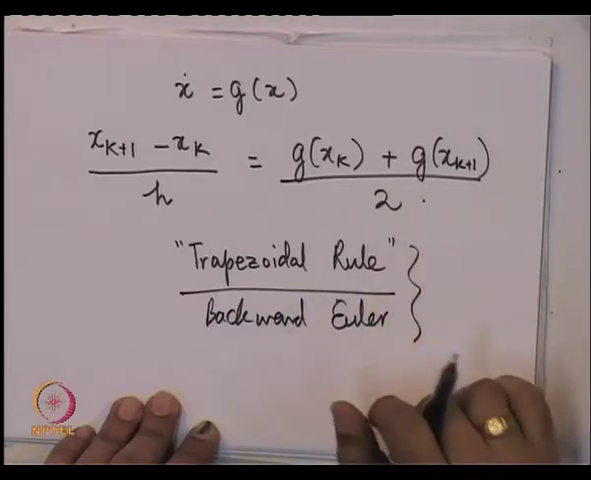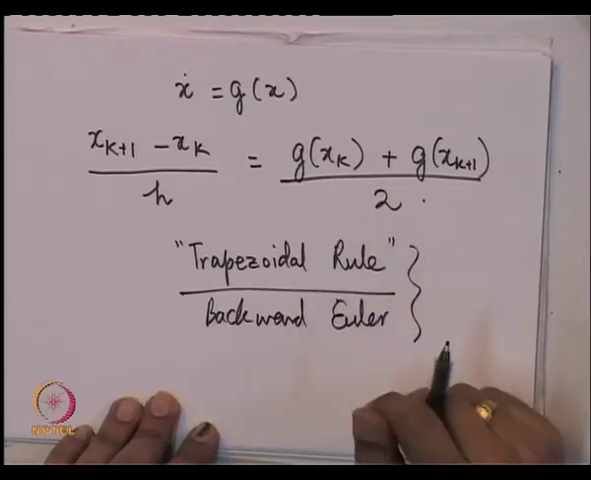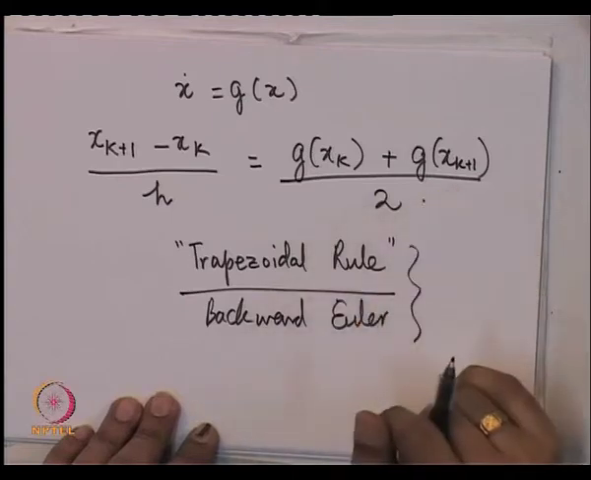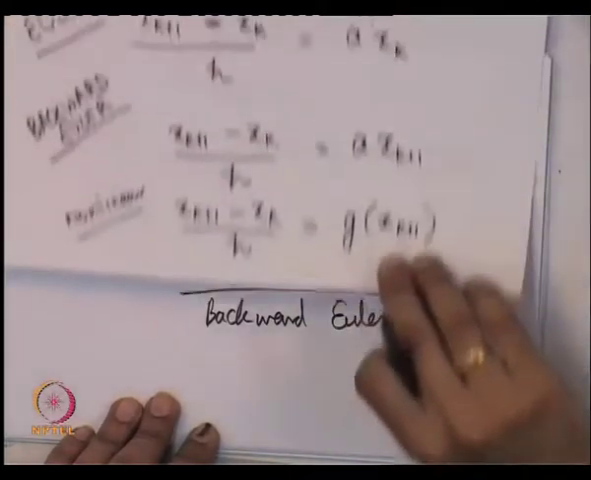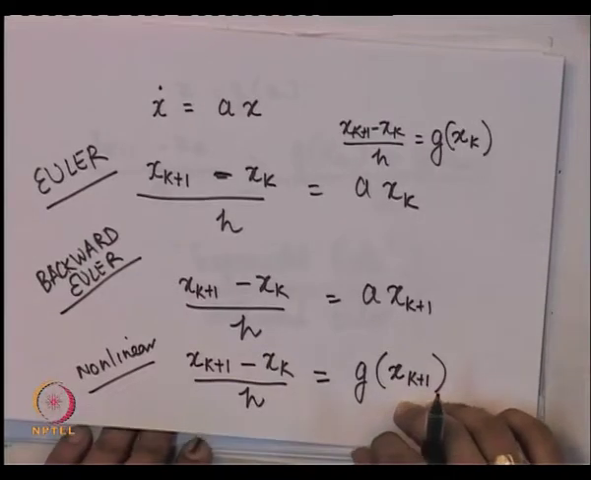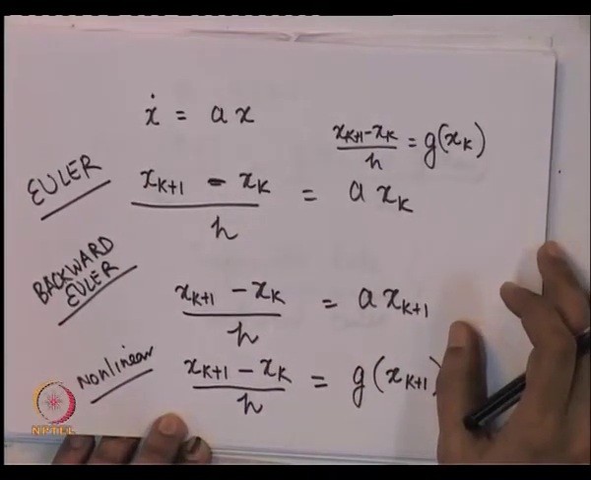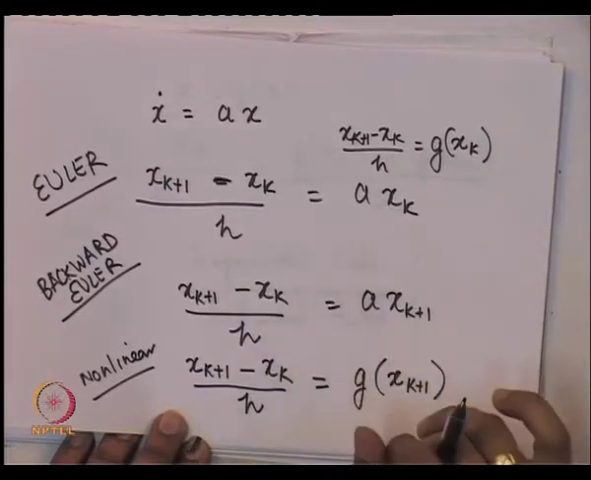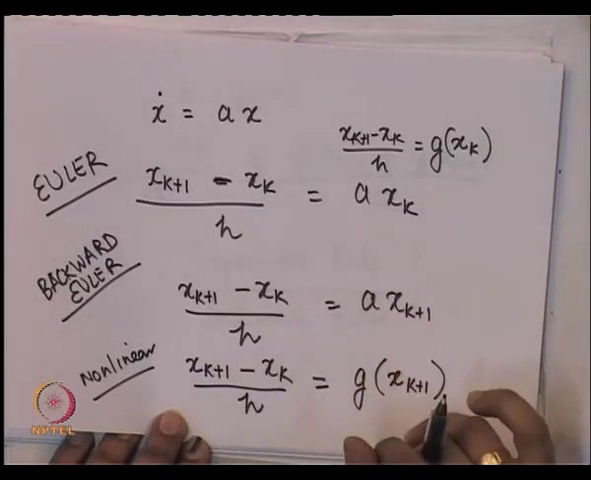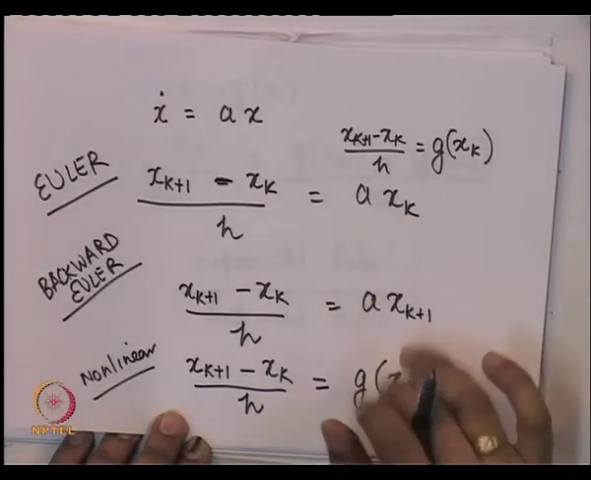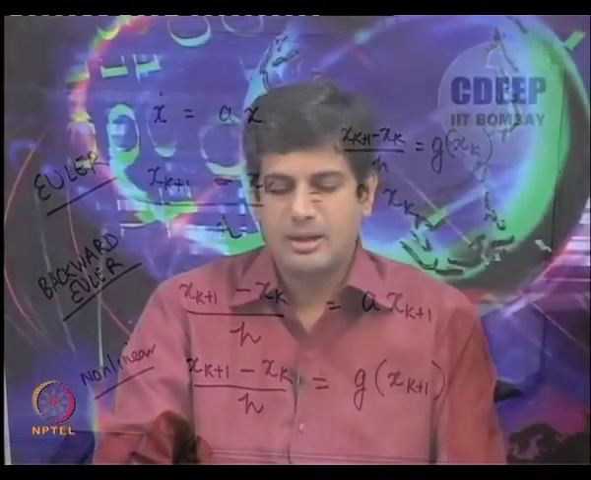Now, why should you use trapezoidal rule or backward Euler if it is slightly more difficult to solve as compared to Euler method? One of the problems is the properties of Euler method. Euler method, unfortunately, for stiff systems is not a very good idea. We will do a few examples in the next class to show this. Whereas, backward Euler and trapezoidal rule in fact are quite suited for numerical integration of stiff systems.